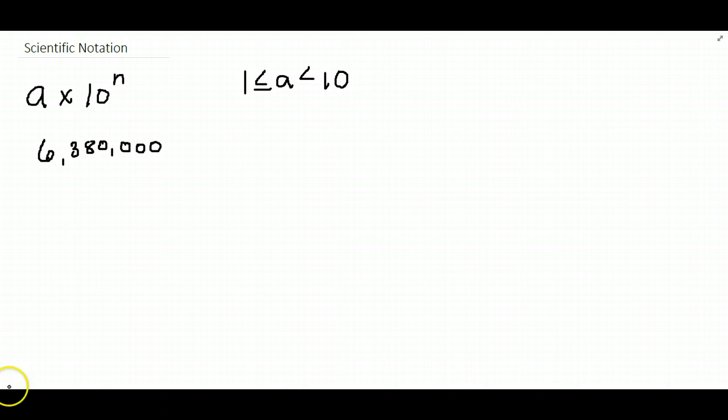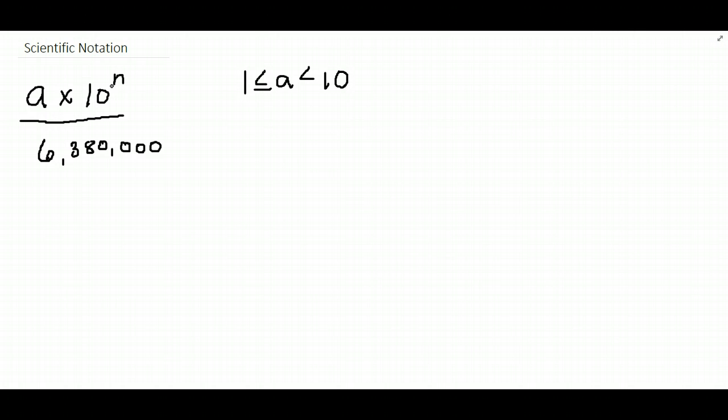So the form of scientific notation is A times 10 to the nth power, where A has to be greater than or equal to 1 and less than 10. And our n, so our exponent on our 10, has to be an integer. So let's pick a number and look at it in scientific notation.